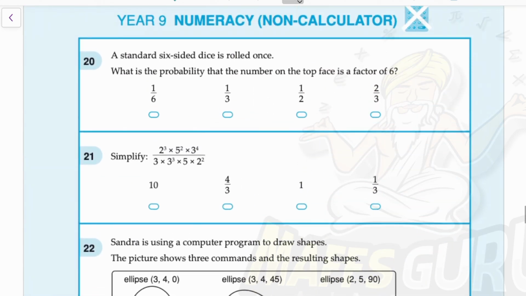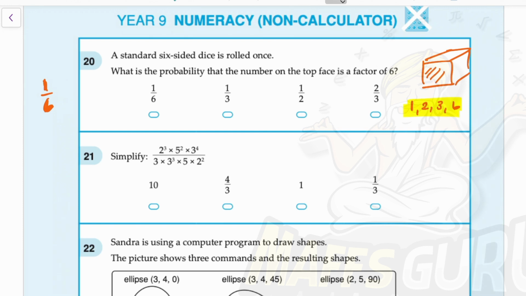A standard 6-sided die is rolled once. What is the probability that the number on the top face is a factor of 6? So again, when we're throwing a die, and it's interesting they've called it a dice, because there are 6 sides, there is a 1 in 6 probability for any one of those sides, right? Because there's one side it's going to land on or show out of 6 possible. Now, because it wants a factor of 6, it wants to know what numbers divide into 6. Well, 1, 2, 3, and 6 are all factors of 6.